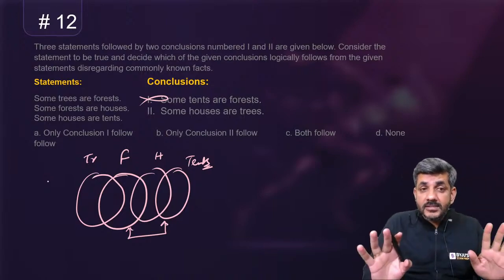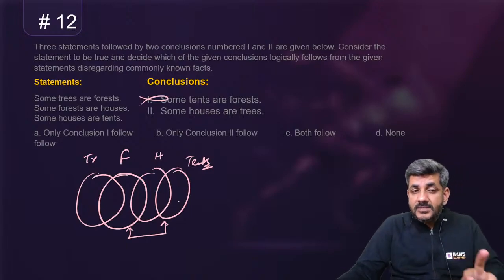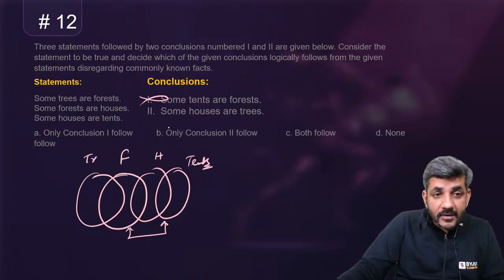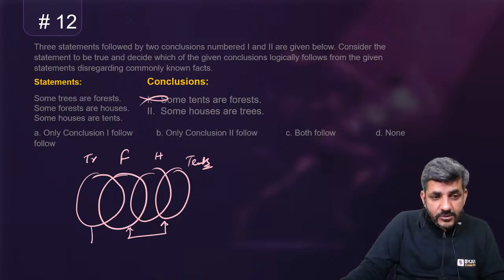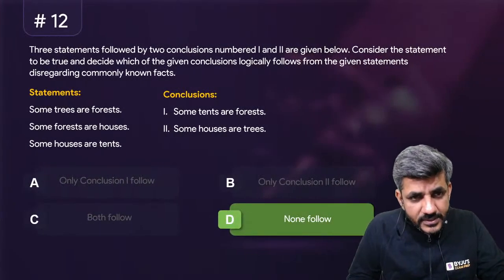I am not saying some tents cannot be forest. They can be. But if there is a possibility in which some tents are not forest, that means this conclusion cannot be taken out. Second, some houses are trees. This also is wrong according to this case. So even this is gone. None of them is correct. My answer is option D. So D is the right answer for this question number 12.